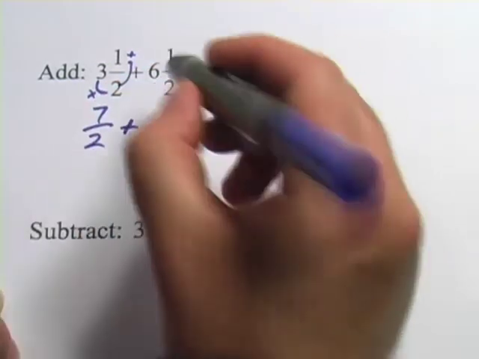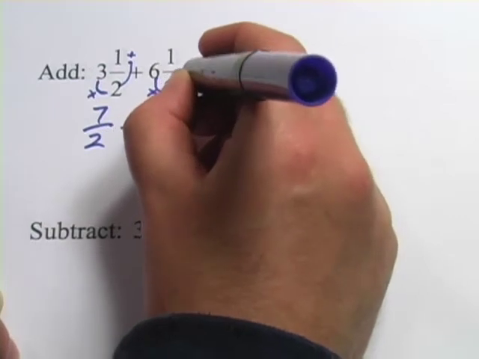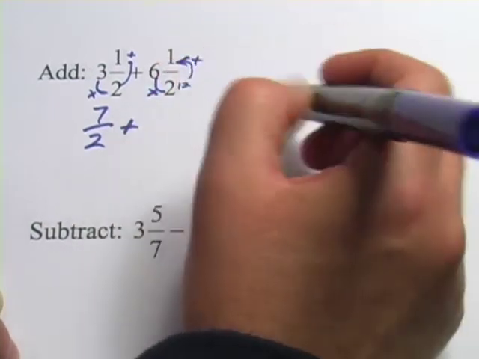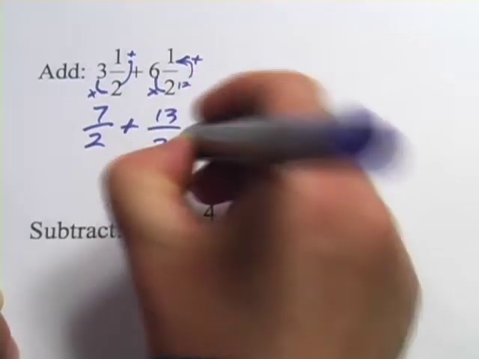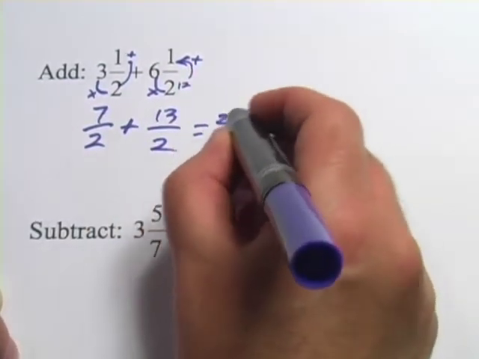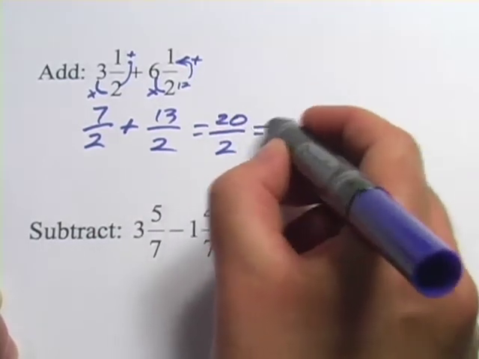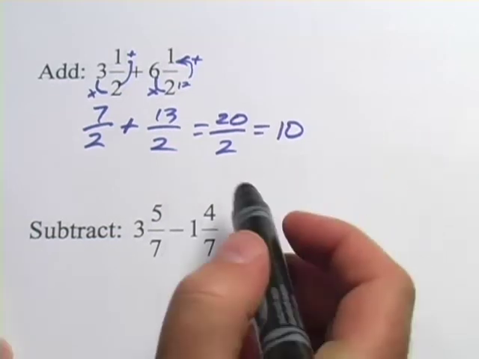And then I've got my plus here, and I'll do the same thing here. 6 times 2 is 12, plus the 1 is 13, so that would be 13 halves. So 7 plus 13 is 20 halves. And 20 halves, 20 divided by 2, that equals 10. That's one way to do it.